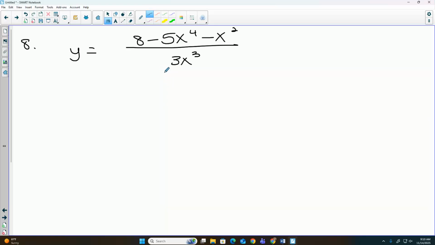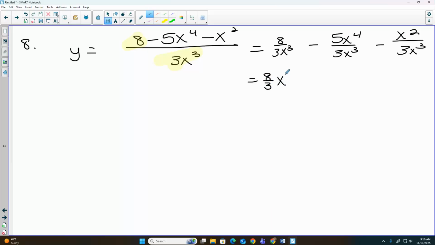Yeah. Simplify. Okay. So, 8 over 3x cubed minus 5x or 4 over 3x cubed minus x squared over 3x cubed. So this would turn into 8/3 times x to what power? Minus, this would be a 5/3, 4 minus 3 is just x to the first, minus, my coefficient, it's like a 1/3, x squared over x cubed, if you subtract those, x is negative 1.